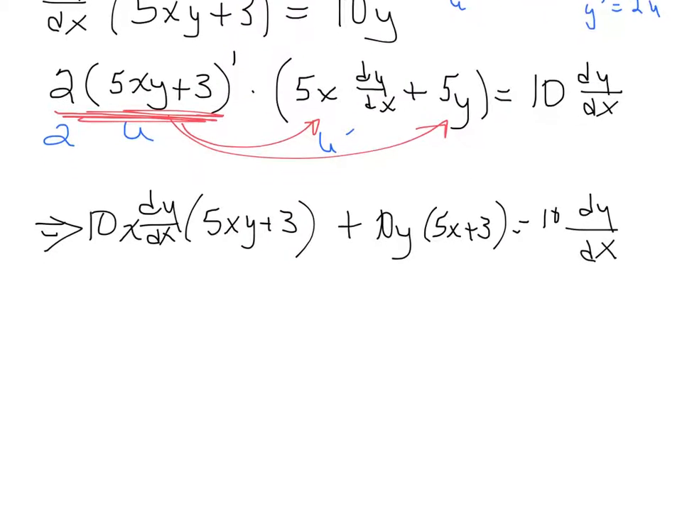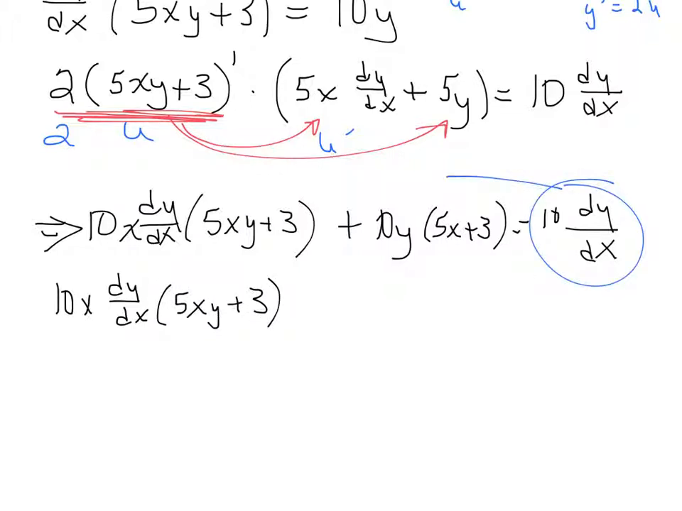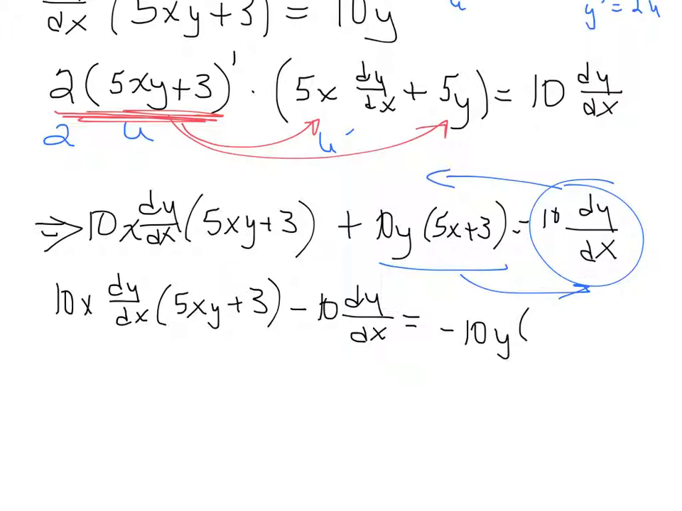And now we have said we want to get all the dy/dx's on one side and all the not dy/dx's on the other side. So 10x dy/dx (5xy + 3), I'm chunking this one over here and chunking that one over there. So minus 10 dy/dx equals minus 10y(5x + 3). Did I lose a y somewhere? 5xy + 3. So all I'm doing is getting my dy/dx's on the same side.